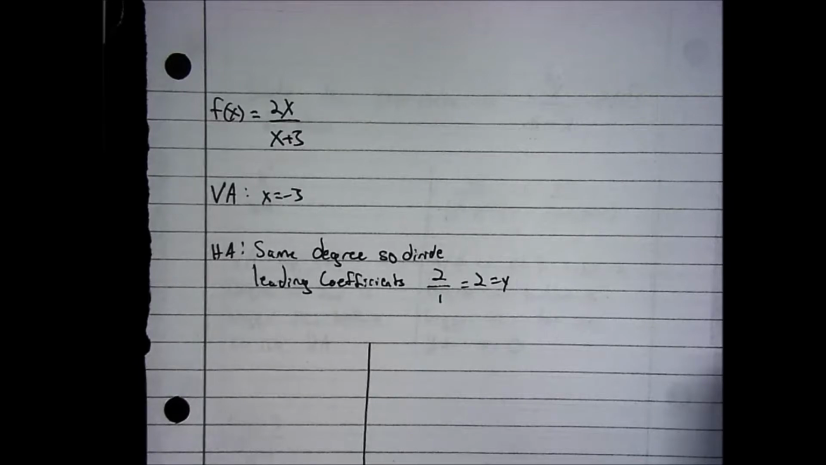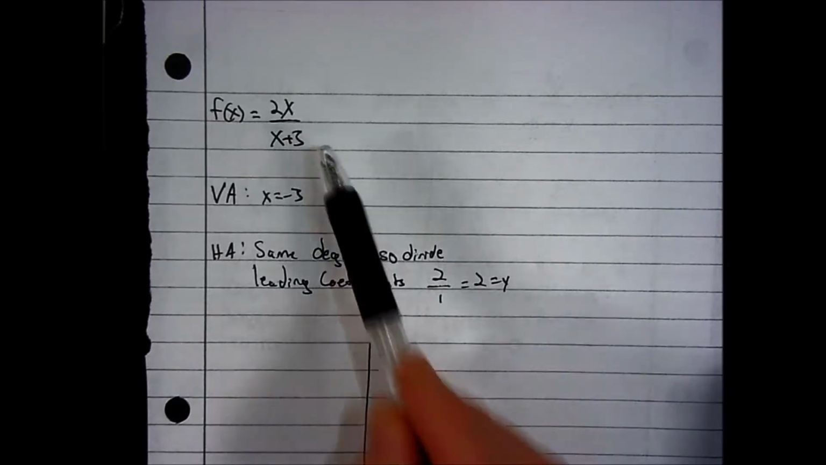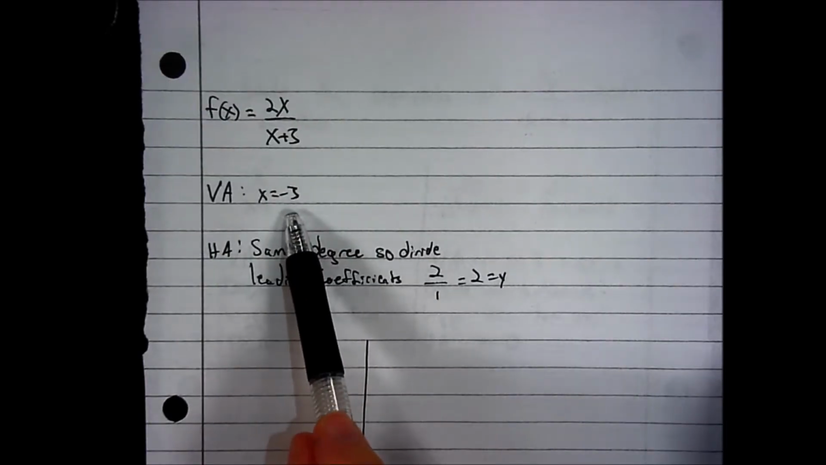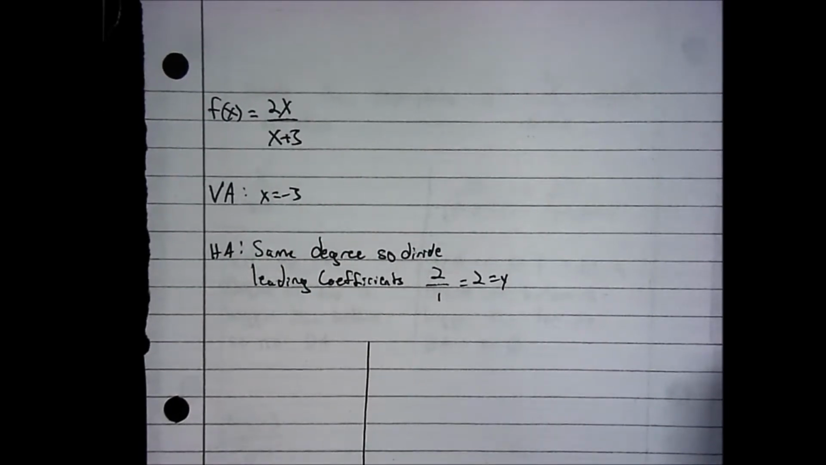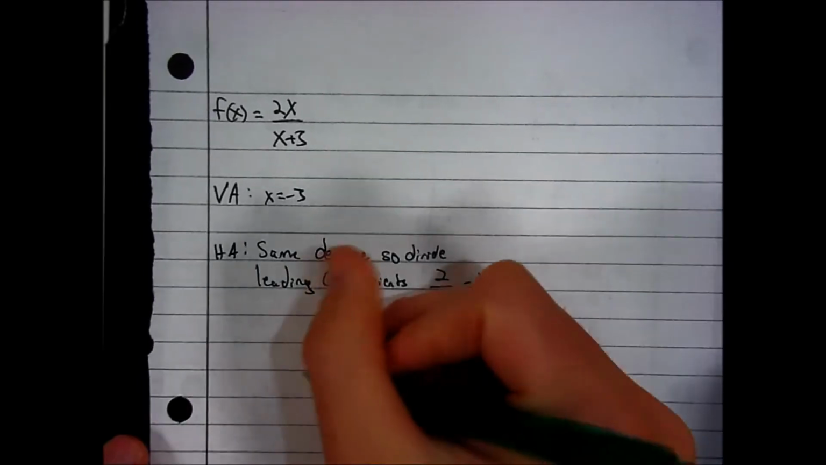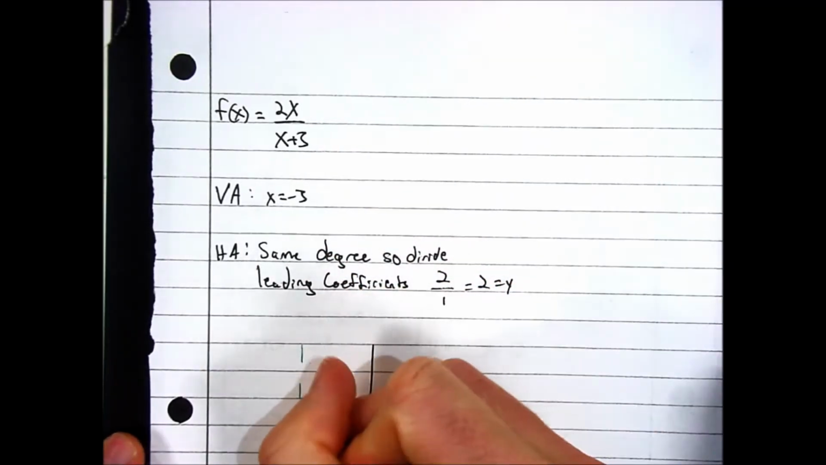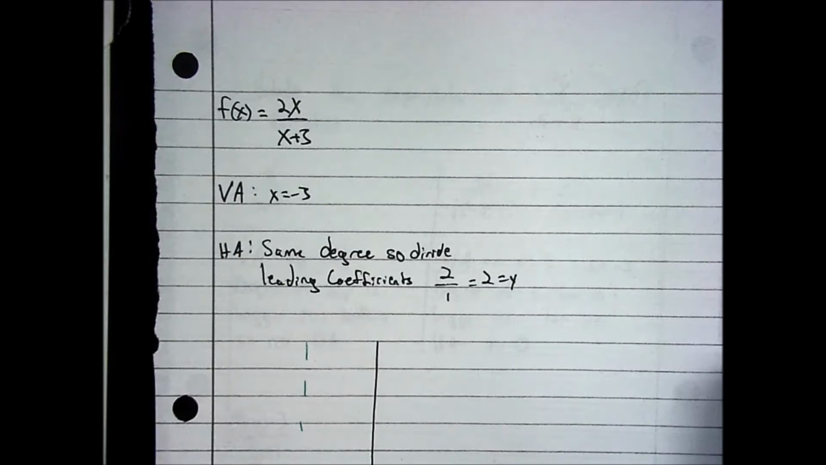So here we have 2x over x plus 3. What's going to make my bottom equal 0? Negative 3. So that's where my vertical asymptote's going to go. Negative 3.